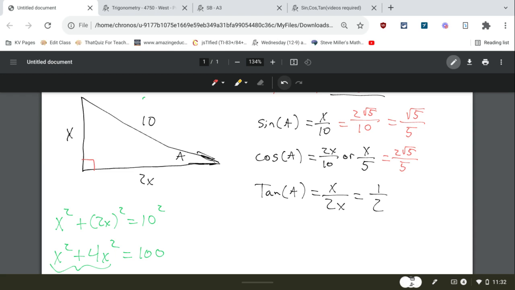If you wanted to, actually, that's good. I was going to say something about how to find tangent, you could do sine over cosine. If you stack those two fractions on top of each other, it should come out to equal 1/2. This is good.